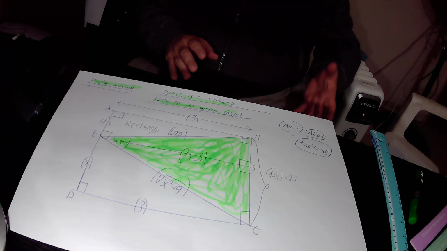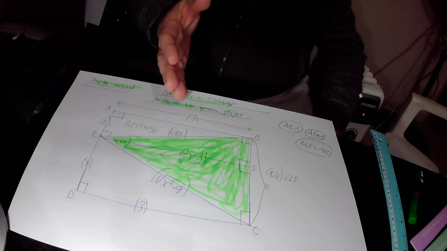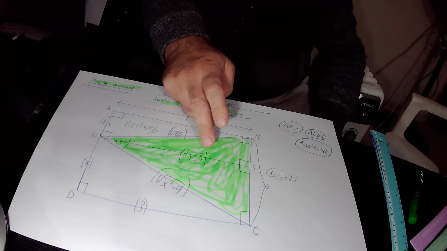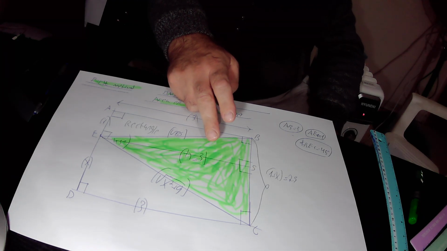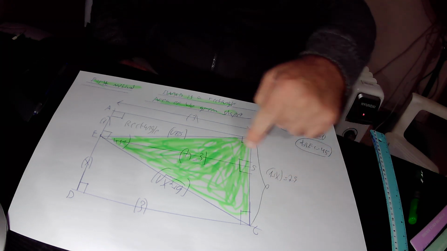So our task is to find out the area of this green shape. What is the green shape? It is the green right triangle BCE. So we have to find out the area of this green right triangle BCE. What is the area of any triangle? The area of any triangle equals the base of the triangle times the height to the base over 2.